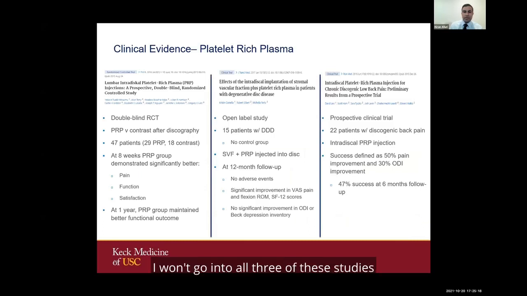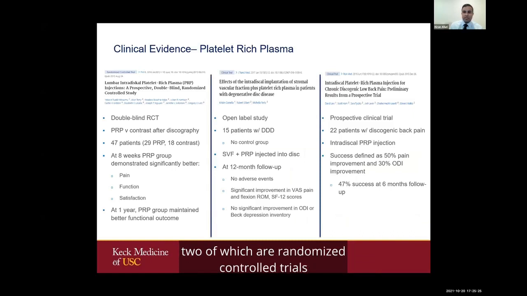So what's the evidence? I won't go into all three of these studies in significant detail, but basically there are three reasonable prospective studies, two of which are randomized controlled trials, that do exist, demonstrating some improvement in lower back pain after a PRP injection directly into the disc in patients with degenerative disc disease.